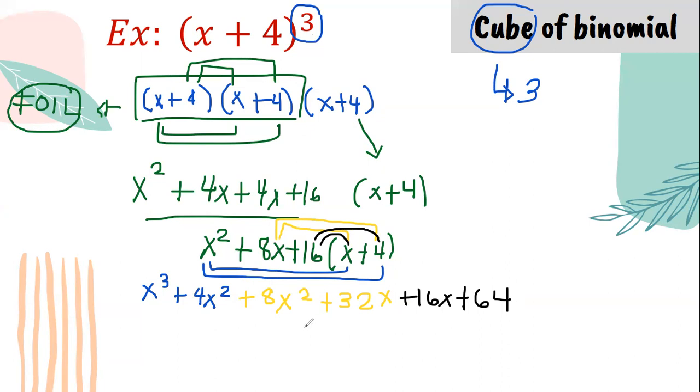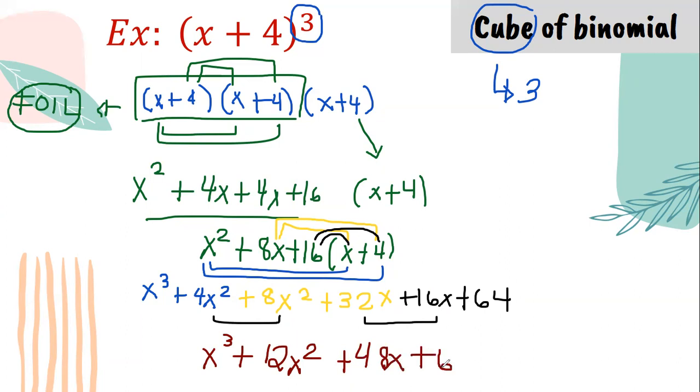Okay, kitang-kita naman po if may like terms. Okay, we have here 4x squared plus 8x squared, and then 32x saka po 16x. So let's rewrite. Okay. x cubed plus 4x squared plus 8x squared, that is 12x squared. Next, 32x plus 16x. That is 48x. And then just your right one, the last term, which is 64. And this is your final answer.